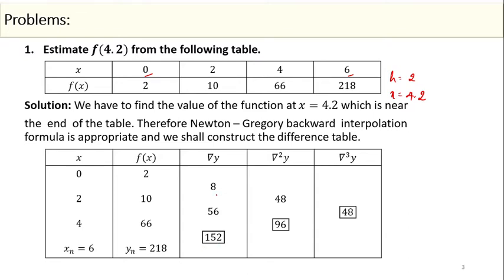Now, the last value of the column ∇y is 152. So, 152 is ∇yn. And the last value of the column ∇²y is ∇²yn. So, here 96 is ∇²yn. And the value of ∇³yn is 48, because here we have only a single value in the ∇³y column. So ∇yn is 152, ∇²yn is 96 and ∇³yn is 48.